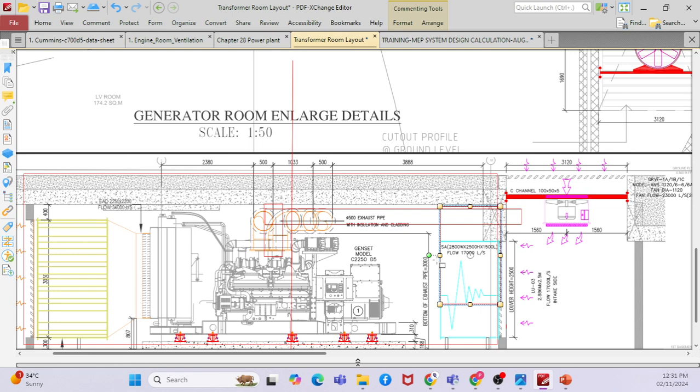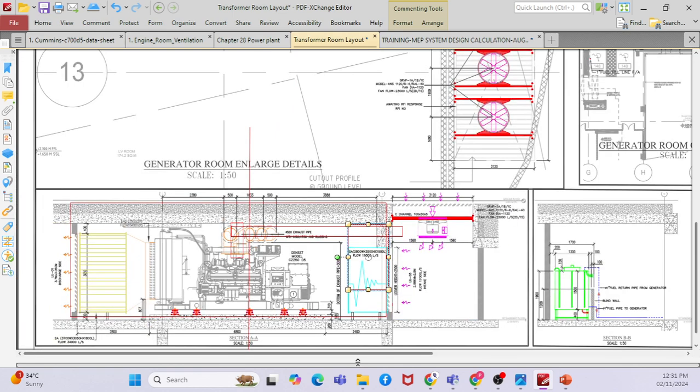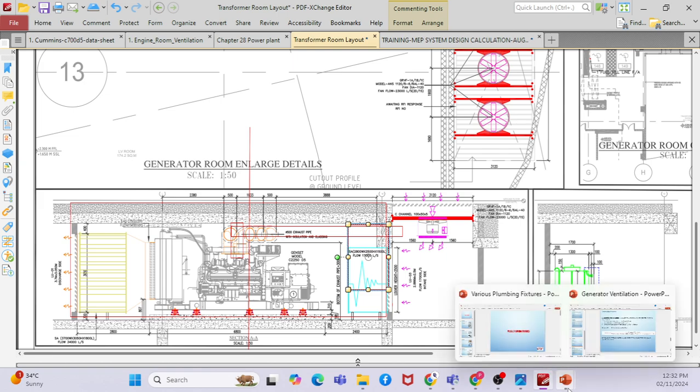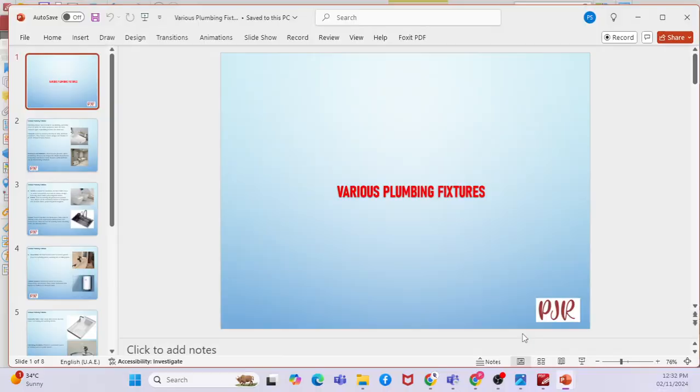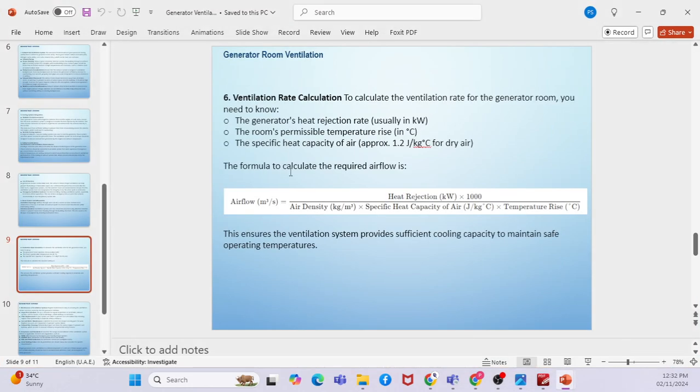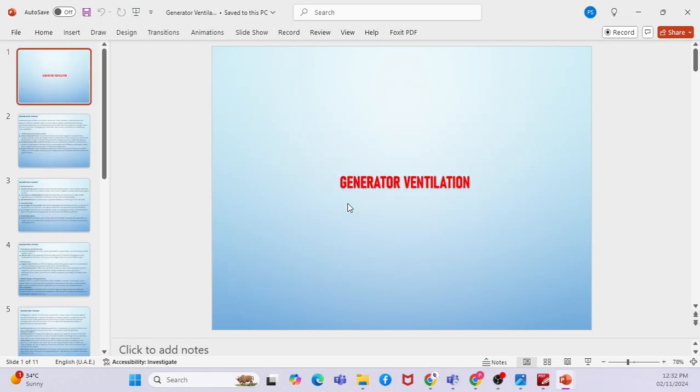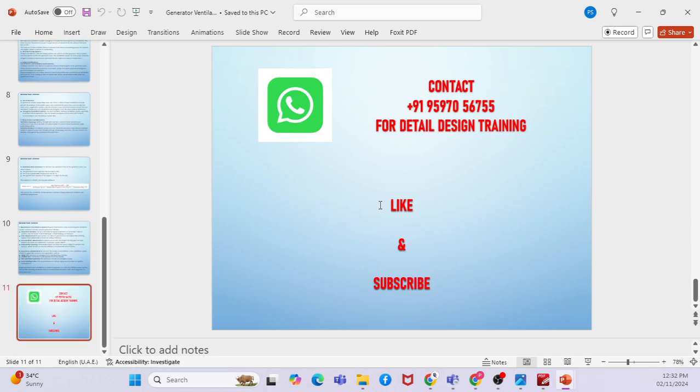So how to calculate the airflow rate, you have a good idea now, right? I will be sharing this generator ventilation theoretical part, which you can go through. Next we have transformer ventilation, but we will discuss that in the next class. It takes the same time, about 1 hour. I will be sharing the generator ventilation documents, just to go through and get some idea how the generator ventilation is calculated.